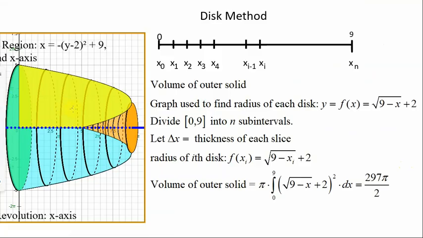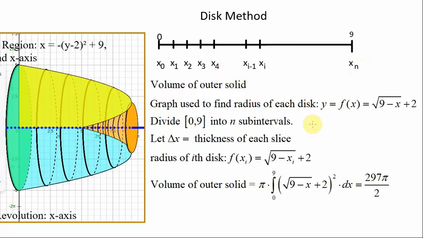And now let's find the volume of the solid of revolution here without the cone, but using the disk method. To find the volume of this solid of revolution, what we can do is find the volume of the entire solid with the cone, and then find the volume of this cone, and then subtract, and that will give us the volume of the solid of revolution that we want. So the range from here to up here is 0 to 9. So let's divide the interval from 0 to 9 into n sub-intervals.